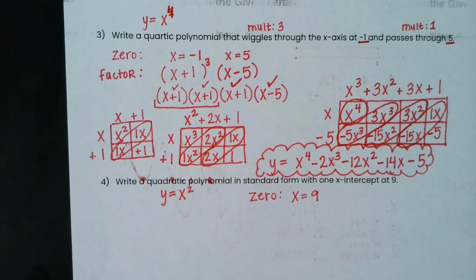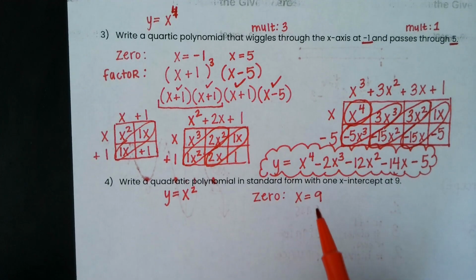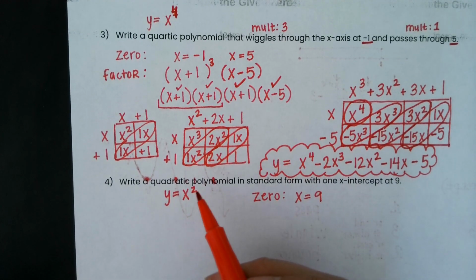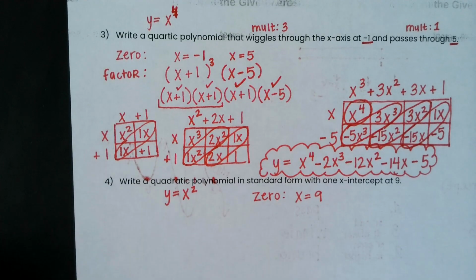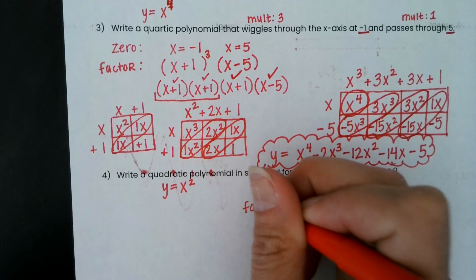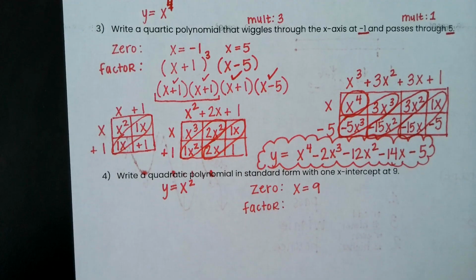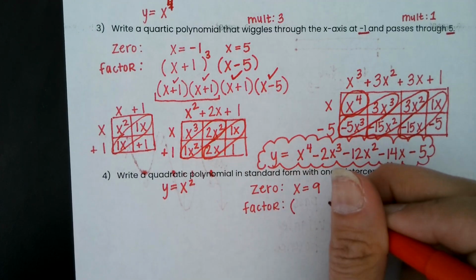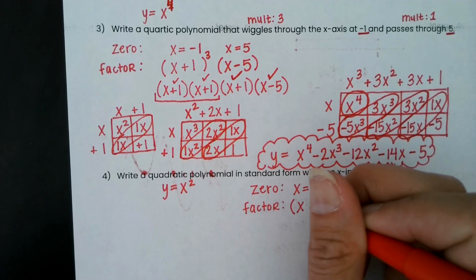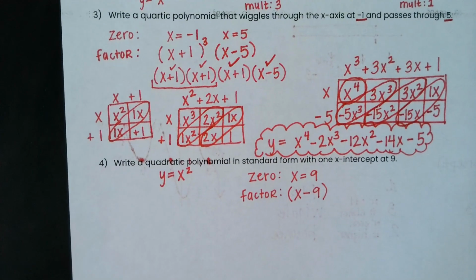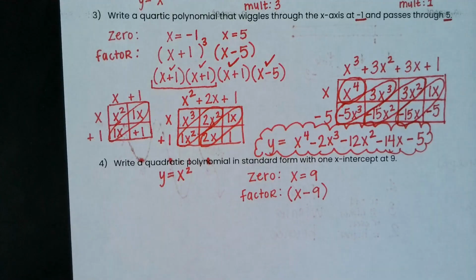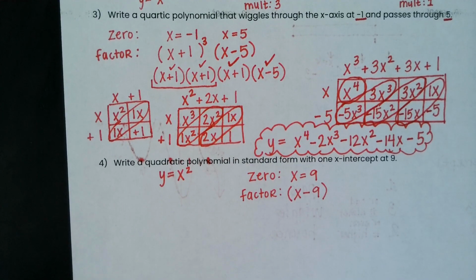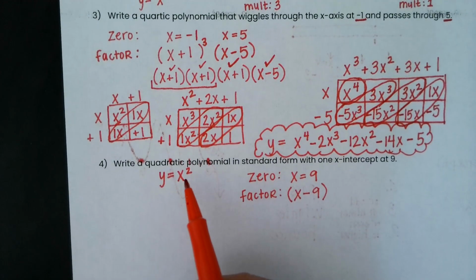9. Okay, what's the problem with that, though? There's only one 0, but we have to get it to be x squared, right? Yeah. So let's see. All right, what's the factor that the 0 x equals 9 comes from? Negative 9. Yep, x minus 9. All right, so that would be it. There's nothing to multiply it with. Wait, but is that going to give me an x squared equation?